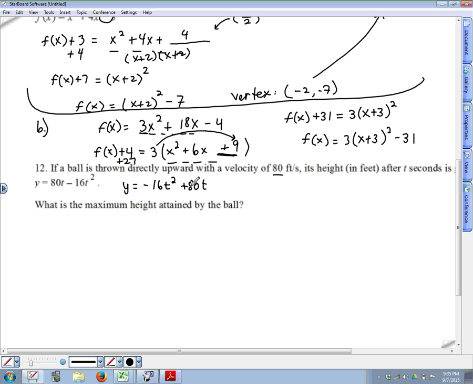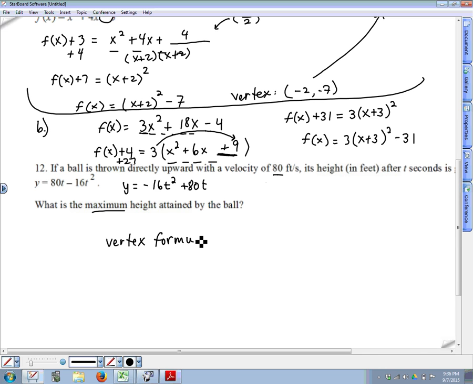This is the equation of a parabola, and since it's negative 16t squared, the parabola, if it were graphed, would be facing upside down, and so the vertex would be a maximum. So without really stating it, what this question is asking is to find the vertex. It can be done the same way as the previous question, but there's perhaps an easier or quicker way.